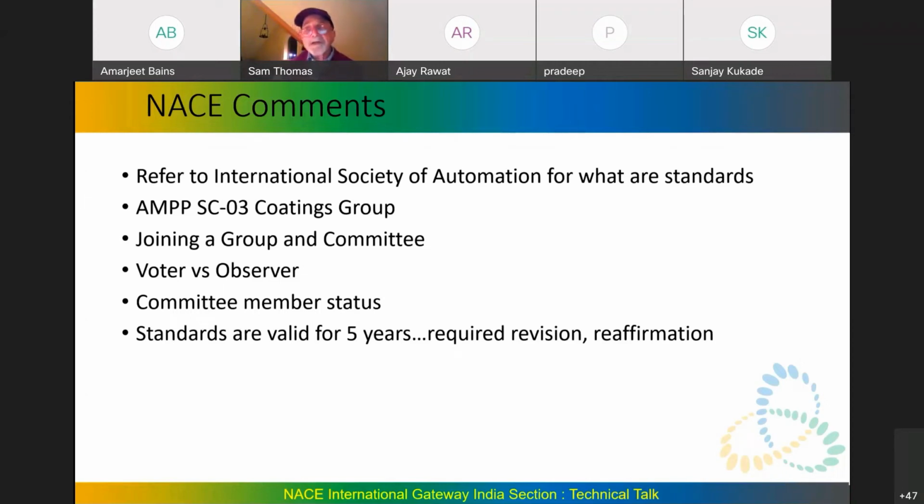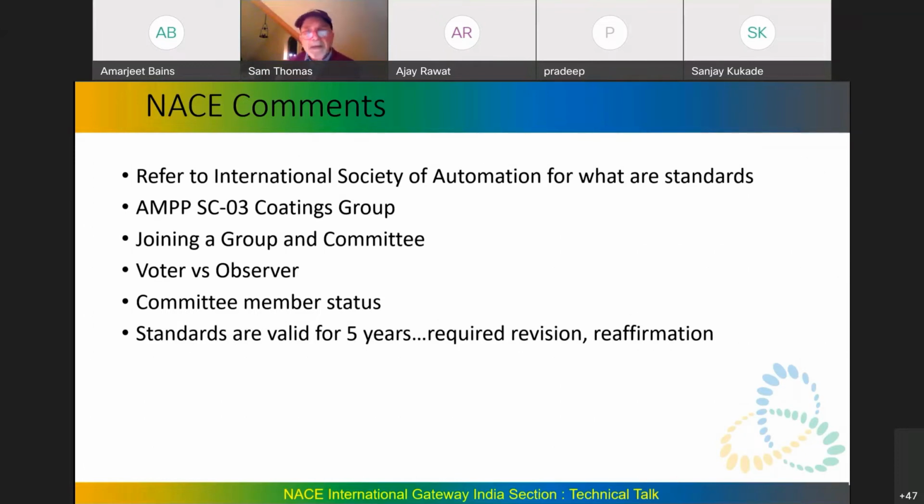And it's a real issue today. Right now, we have 240 members in the SC03 group, but we have only 66 voters. So we have a large population, but only a few actual voters. Those others outside of the 66, when these standards come through for voting and balloting, can still make their comments.